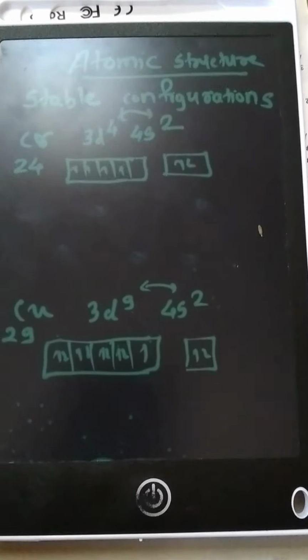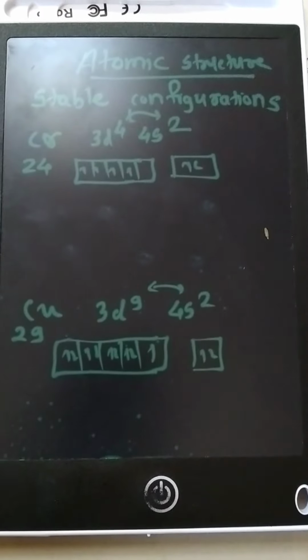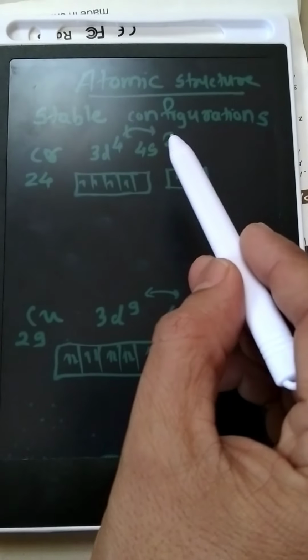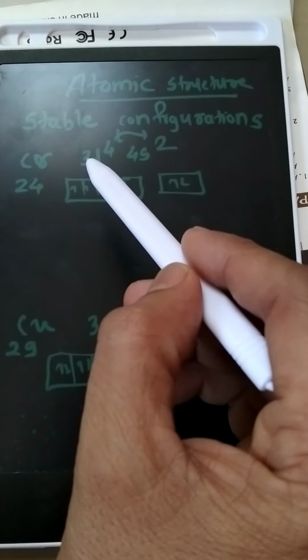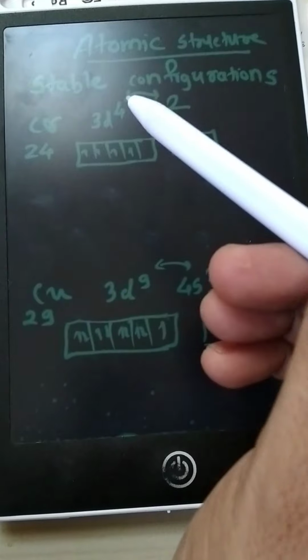Students, today we'll learn a very interesting concept from atomic structure about electronic configurations, that is stable configurations. What are the stable configurations? Today we'll learn with the examples of two metals, chromium and copper.